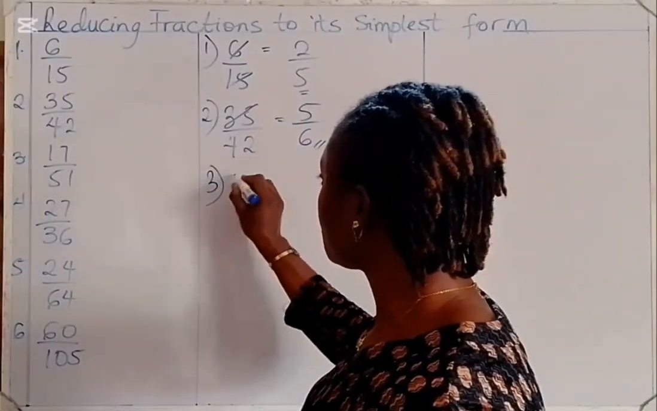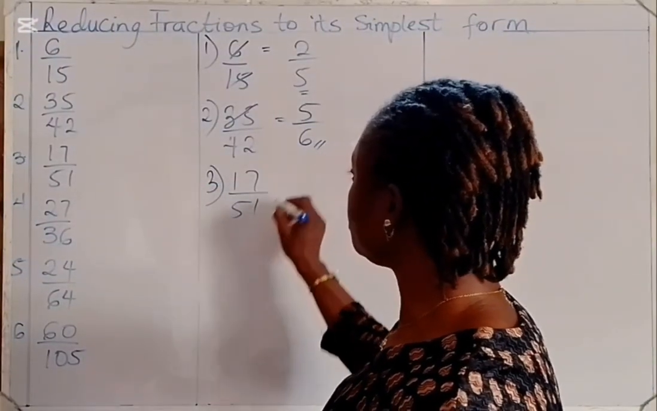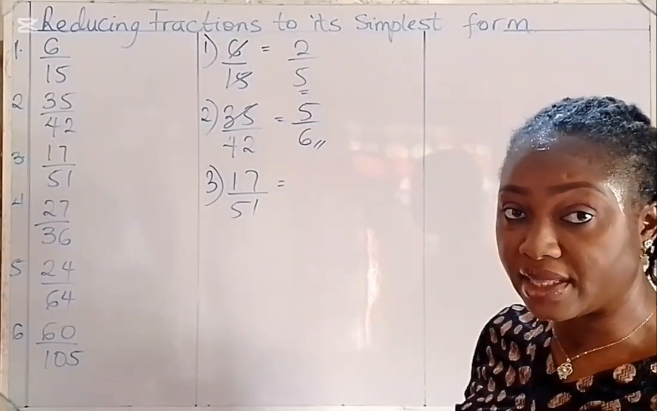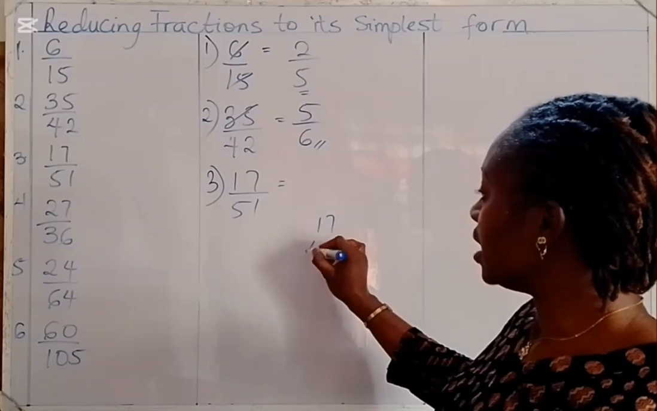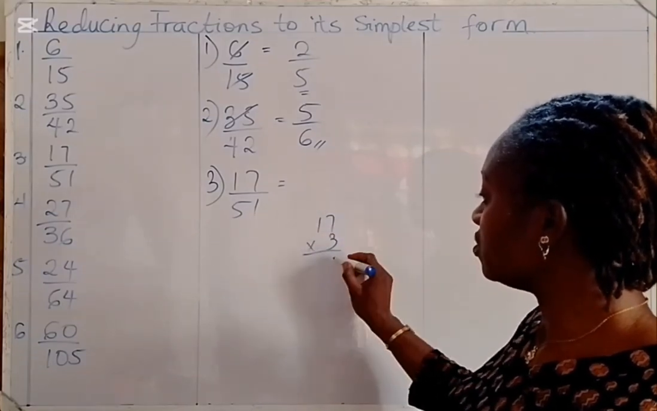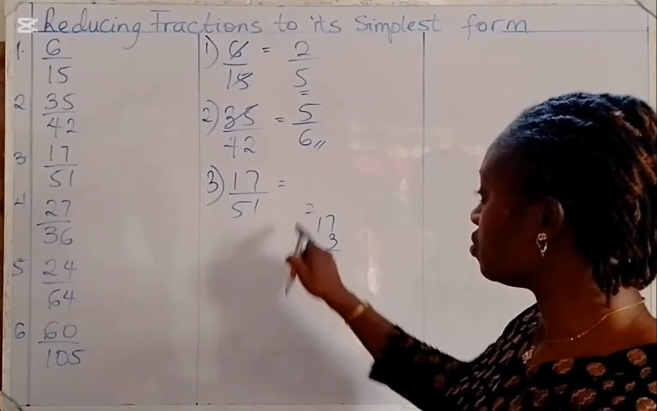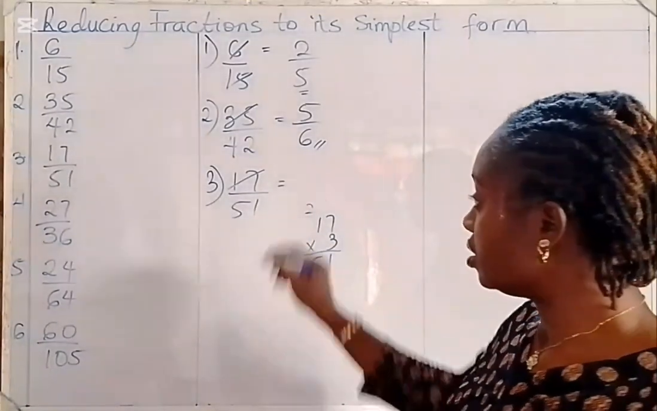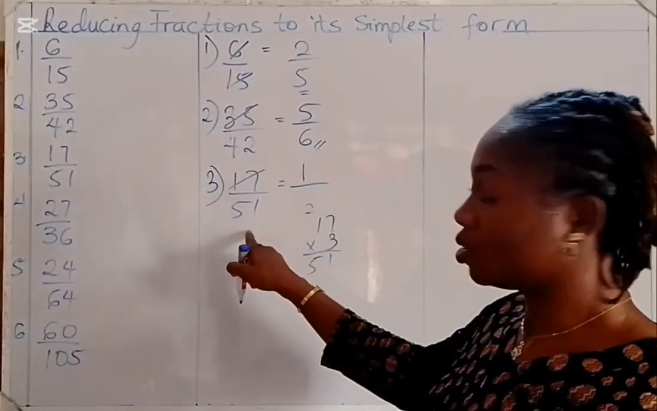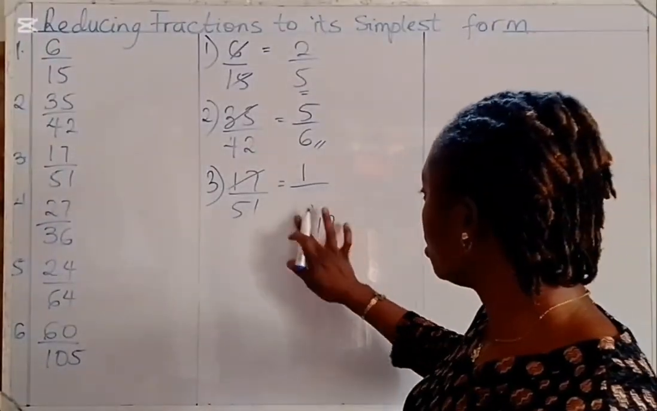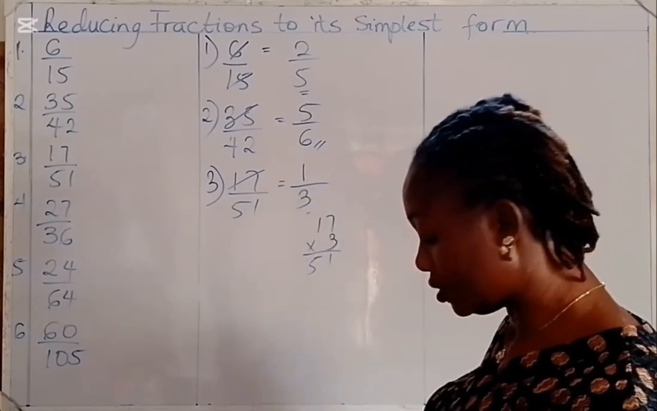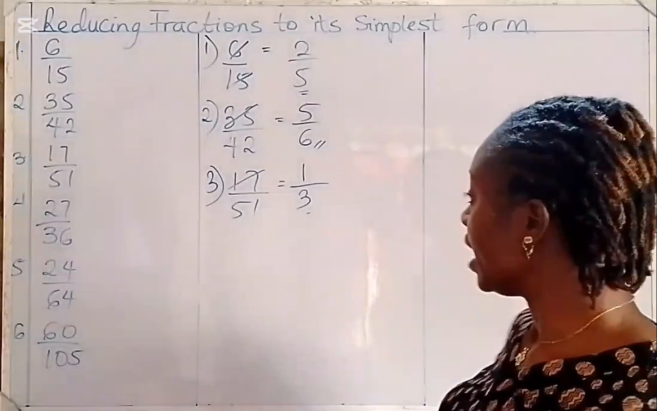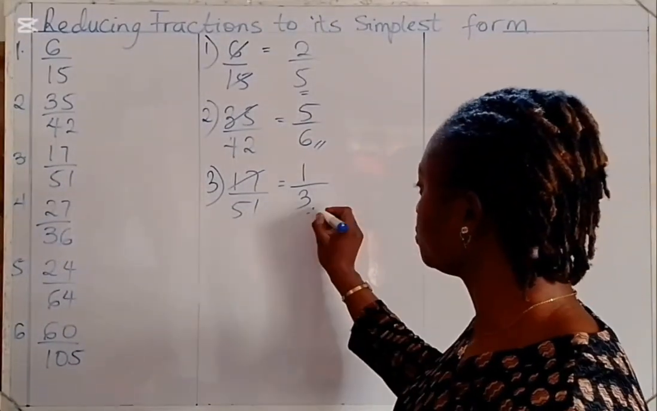Then the third question says 17 over 51. Can 17 divide 51? We have to find out. Let's say 17 times 3. 3 times 7 is 21. 3 times 1 is 3 plus 2, 5. Oh yeah, that means 17 can go into 17 once, and 17 can go into 51 three times. That leaves us with 1/3, and then our answer is 1/3.